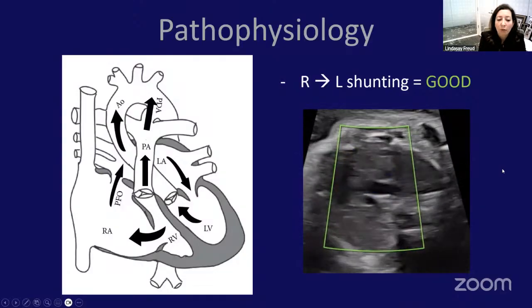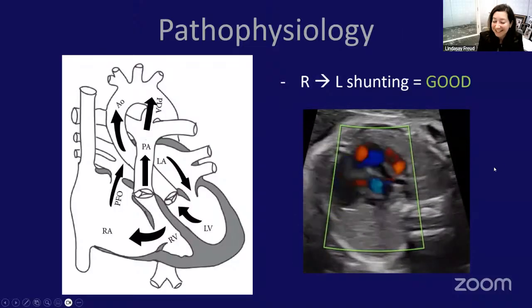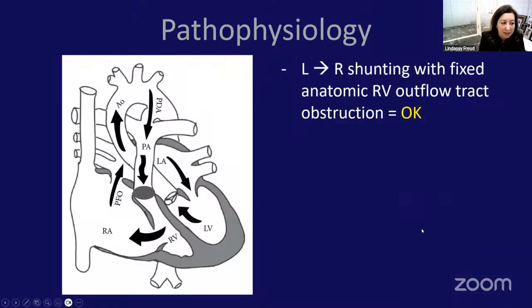So this is a relatively reassuring situation, assuming, of course, that the fetus remains that way throughout gestation, because we also know that this can change. Now, about 20% of this population will have fixed anatomic right ventricular outflow tract obstruction. And in this setting, there will be left to right shunting at the level of the ductus arteriosus, which is normal in order to perfuse the fetal pulmonary vascular bed.